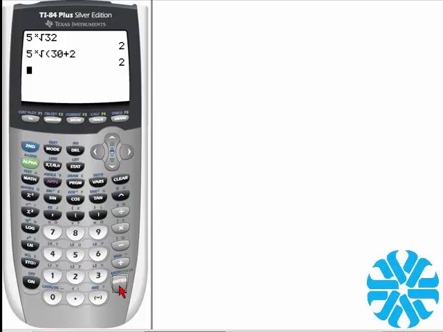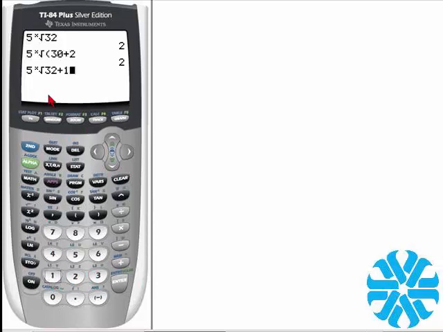Now, let's do one more calculation here as a comparison. So we're going to take the fifth root, the math button, then line number 5, and we're going to hit the fifth root of 32 and then plus 1.